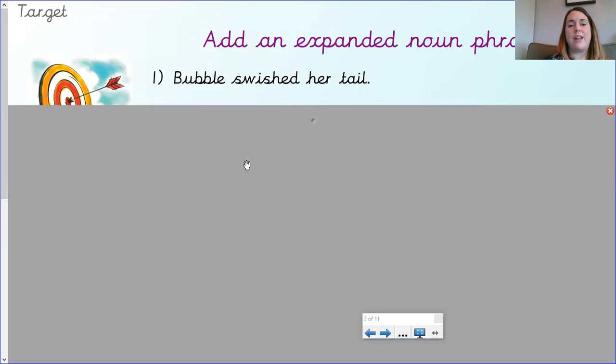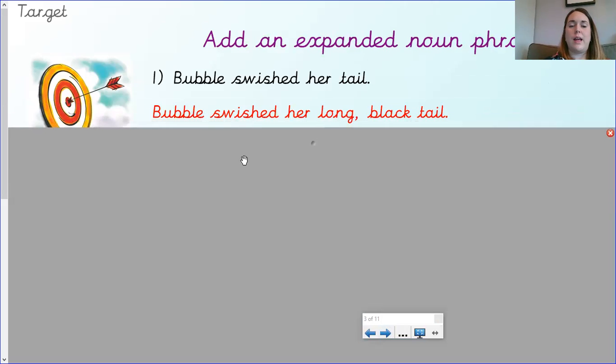So your challenge then is to add an expanded noun phrase to my sentences. I'm going to show you the first example. Bubble swished her tail. Now those of you who know me know that Bubble is my cat. Bubble swished her tail. And this is what I have done. Bubble swished her long black tail. Long black tail is my expanded noun phrase. Tail is the noun. Long and black are both adjectives. It's your turn now.